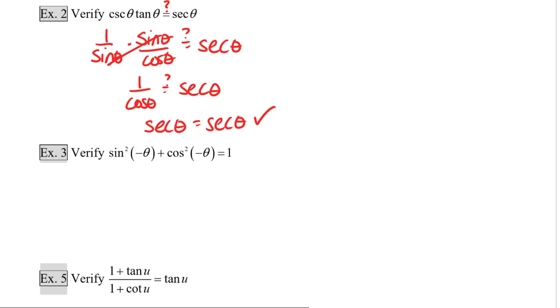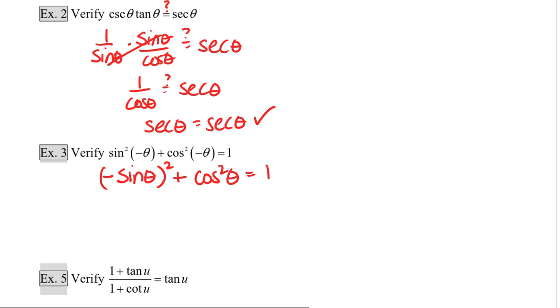Example 3. Verify sine squared negative theta plus cosine squared negative theta is equal to 1. Well, we're going to start by using our even and odd identities. We know that sine is odd, so that means that sine of negative theta is equal to negative sine of theta. And we're still going to square that. And we know that cosine of theta is even, so cosine of negative theta is the same as cosine of theta. So I'll just get rid of the negative, and I'll set that equal to 1.